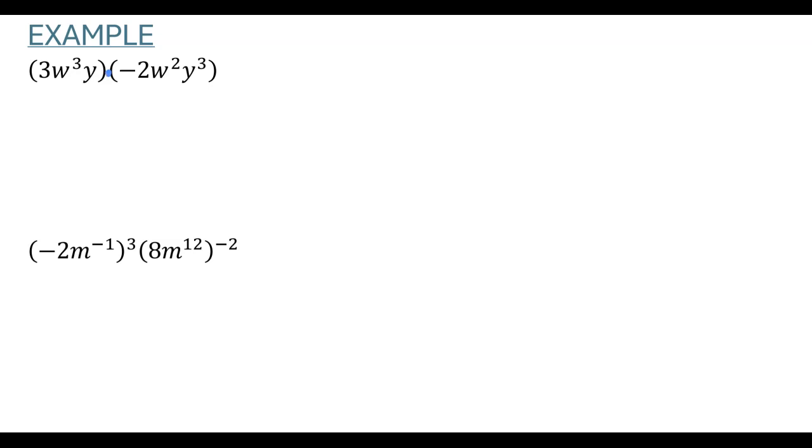This is a multiplication problem, so remember you can rearrange this however you want and you don't have to write this down. But in my head I'm thinking I'm going to group together the 3 and the -2. I will also group the w cubed and the w squared, and I will group the y and the y cubed. And again, this usually kind of happens in my head, but I just want to write it out as we're getting started on these.